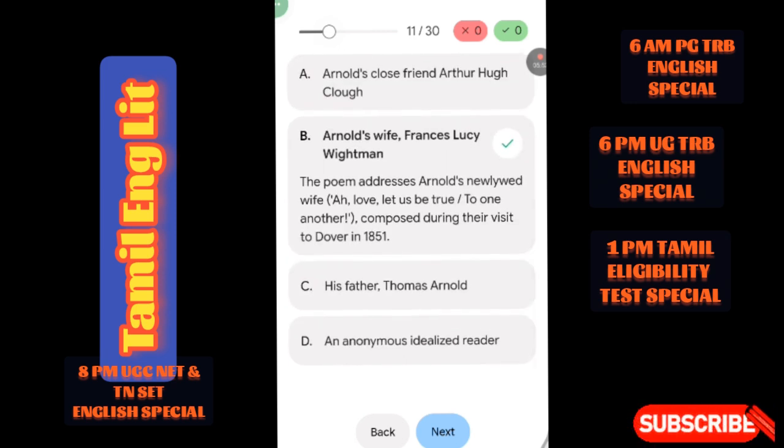Next question is, who is the primary addressed companion within the dramatic setting of Dover Beach? Arnold's wife, Frances Lucy Wightman. The poem addresses Arnold's newly wed wife. Ah, love, let us be true to one another, composed during their visit to Dover in 1851.